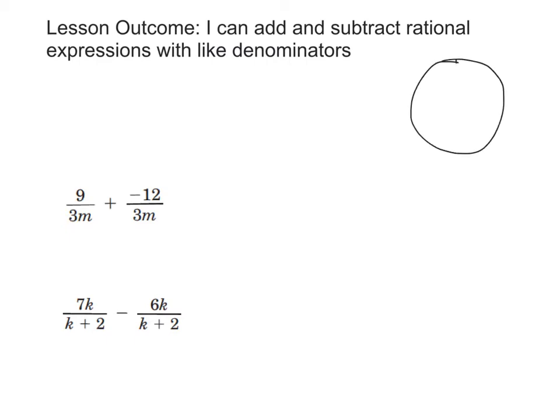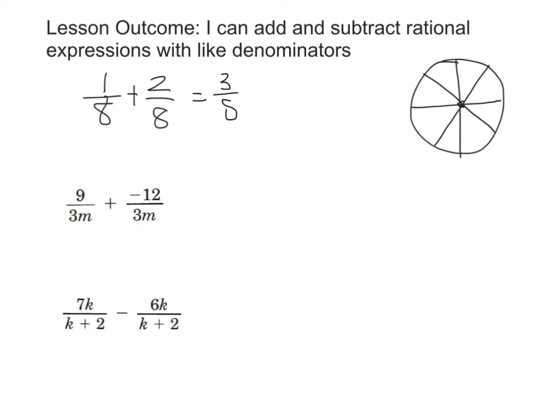Let's say we have a pizza, and the pizza is divided into 8 equal slices. They're not totally equal here, but pretty close. What if I said I ate 1 slice out of that pizza, and that pizza has 8 pieces? And then let's say I went back and took 2 more slices out of 8. So the question is, how much of the pizza have I eaten? I ate 1 slice out of the 8, and then I ate 2 more slices out of the 8, which means I've eaten 3 slices out of the 8 slices of pizza.